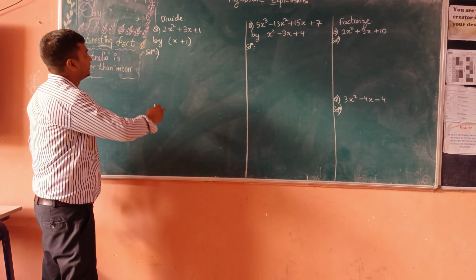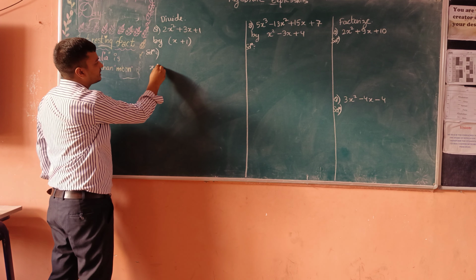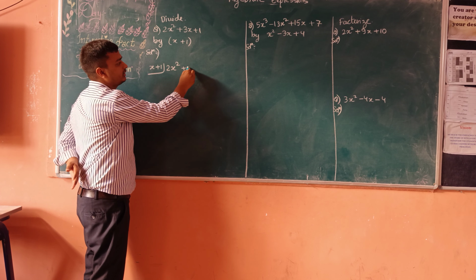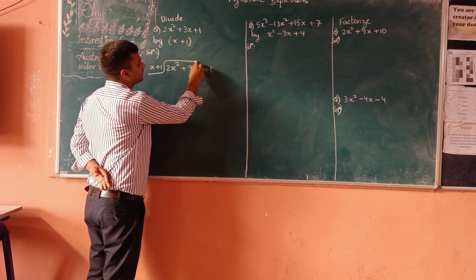So let us start. It is written over there: the equation x plus 1 and this. Now x plus 1, I will write on one side. Next it will become 2x square plus 3x plus 1. Now I need to divide it.